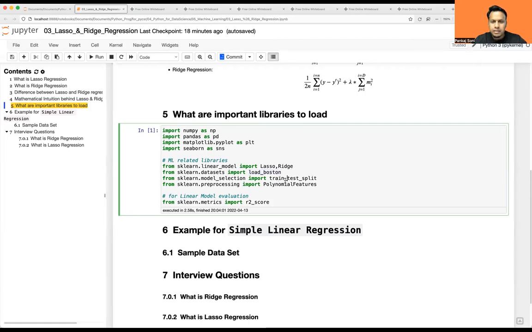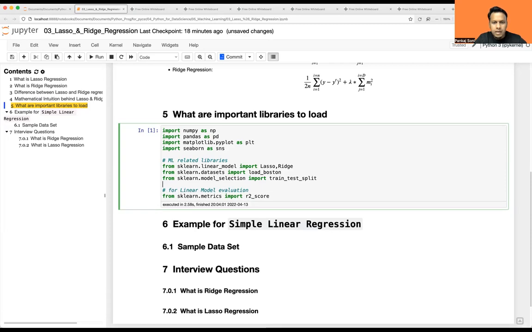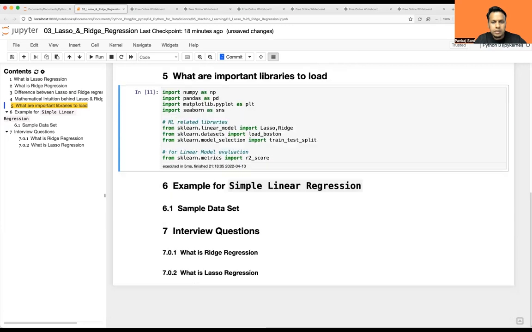Train test split I'm not going to use right away, because I'm going to run the whole data as training, since the goal here is to see how lasso and ridge work. We are not exactly working on train and test split data. Polynomial features are also not required, and r2 score measures how good your best fit line is. The higher the score, the better your best fit line or your model is. So let's go ahead and load it.